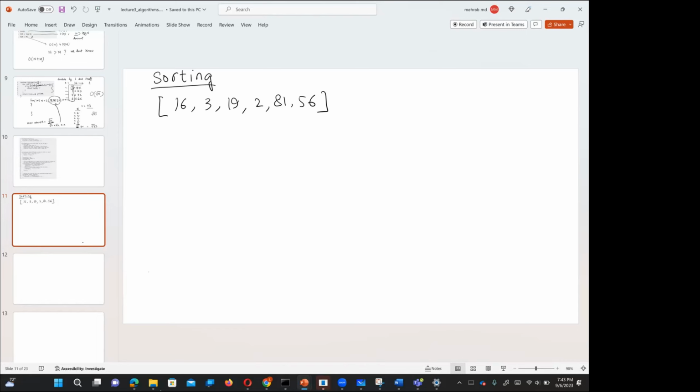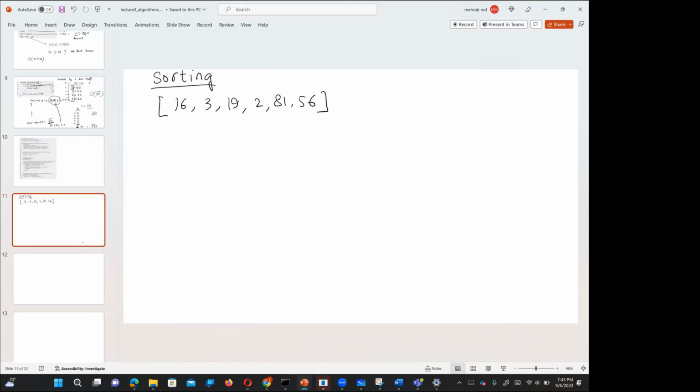Can someone help me? How do I sort it? Adjacent element comparison. Yeah, that's one way. Let's see what others think. We'll just ask a few opinions. So how do you sort it?